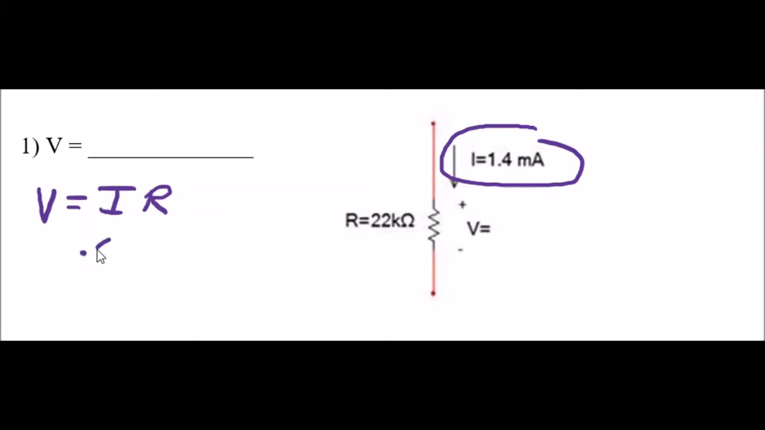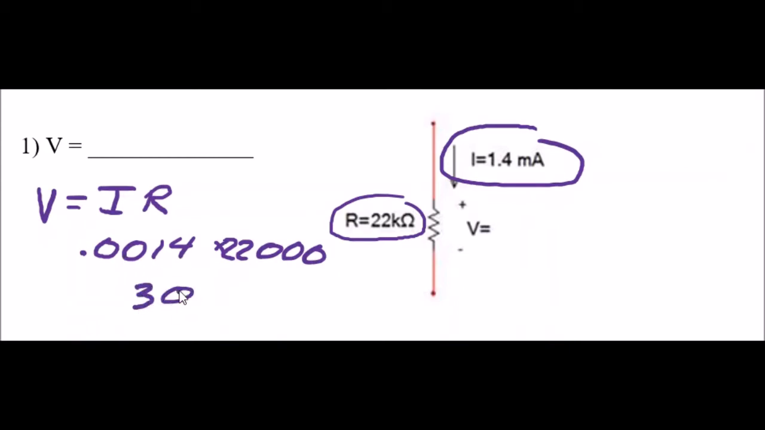So I'll write that as 0.0014, right? I moved the decimal 3 places over, times my resistance. Now my resistance is 22 kilo, that's times 1,000, right? So I will write 22 with 3 zeros, and stick it in your calculator. 22,000 times 0.0014 gives you a voltage of 30.8 volts, and that's already in engineering notation, right?